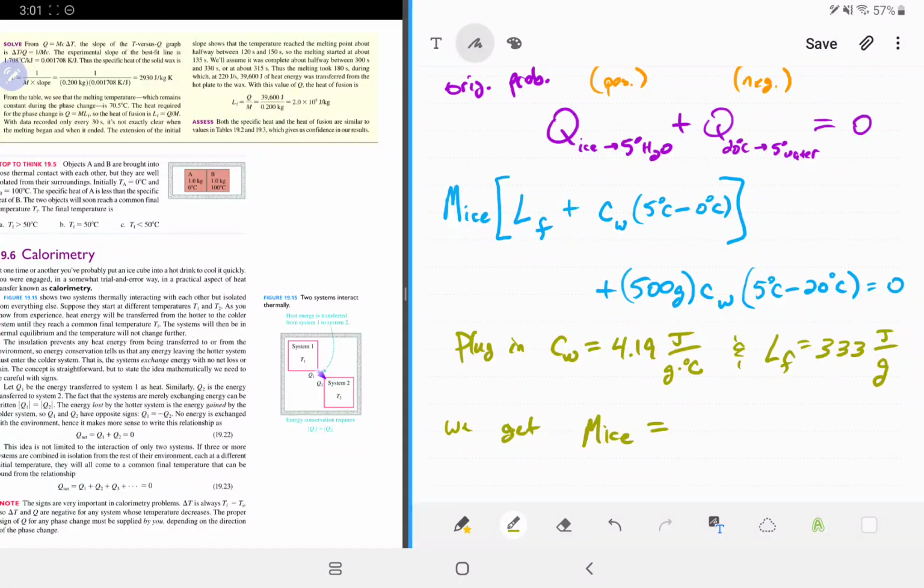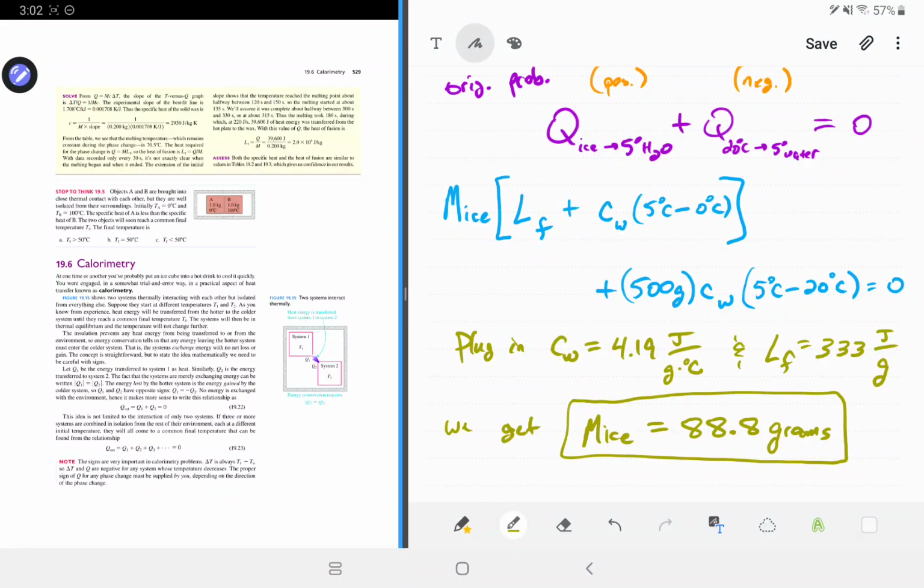So plugging this into a calculator here. Oops. Looks like I get 88.8, that'll be grams of ice. So we had to start off with this much ice in order to get our system to 5 degrees C at the end. Okay.